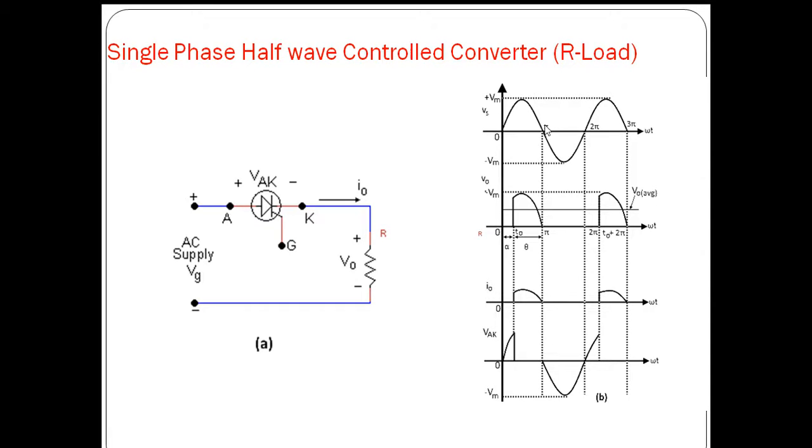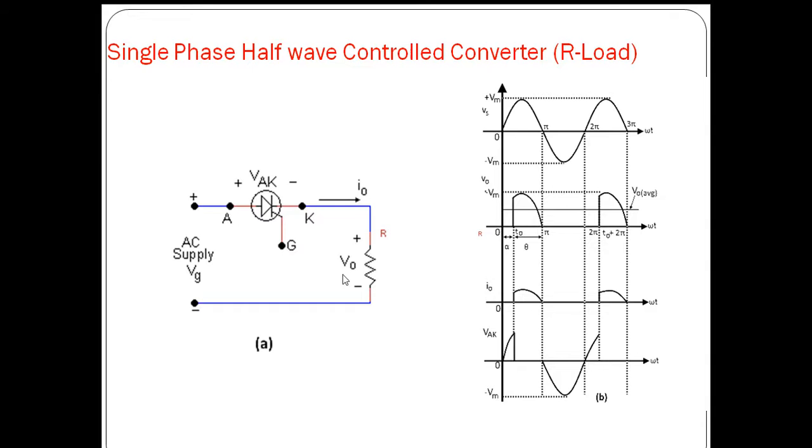At the instant pi, the supply voltage will be zero and the SCR is subjected to reverse bias. From pi to 2 pi, SCR is subjected to reverse bias. Whenever the SCR is in reverse bias condition, the device will not conduct and it will turn off. So from pi to 2 pi, the SCR is turned off.